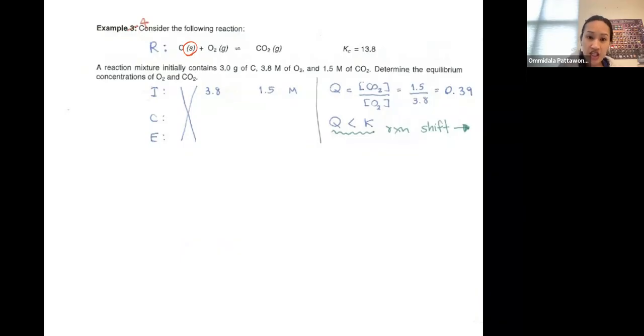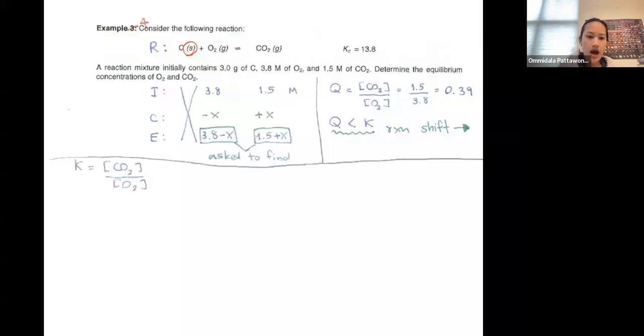That means the change for the reactant would be negative and the change for the product would be positive. So you are going to get the change equal to that. The equilibrium concentration would be 3.8 minus X for oxygen and 1.5 plus X for carbon dioxide. Now after that, you are going to set up the expression for Kc. The expression for Kc would be similar to Q, right?